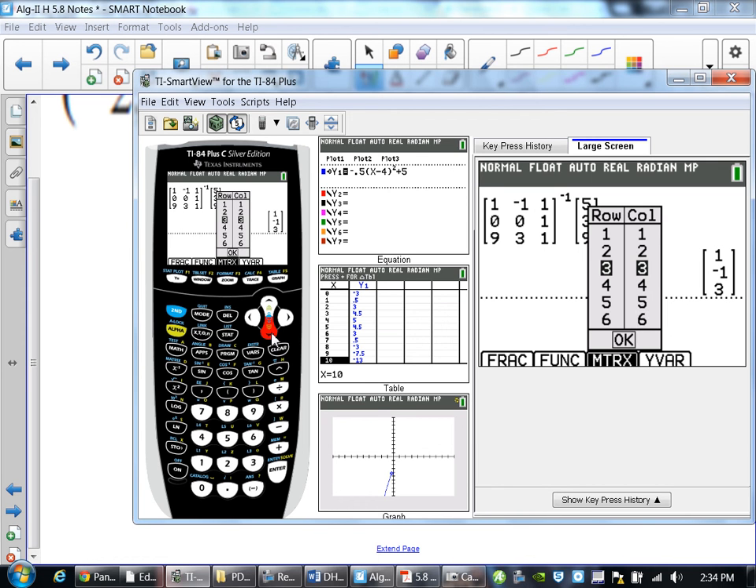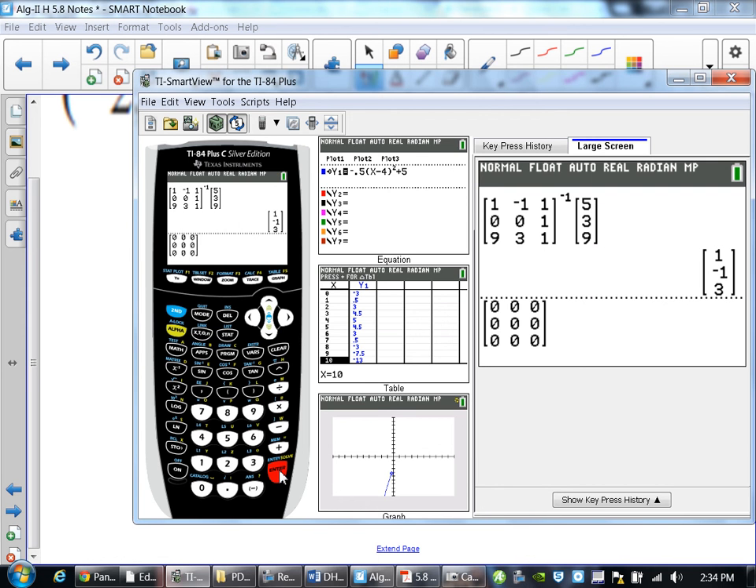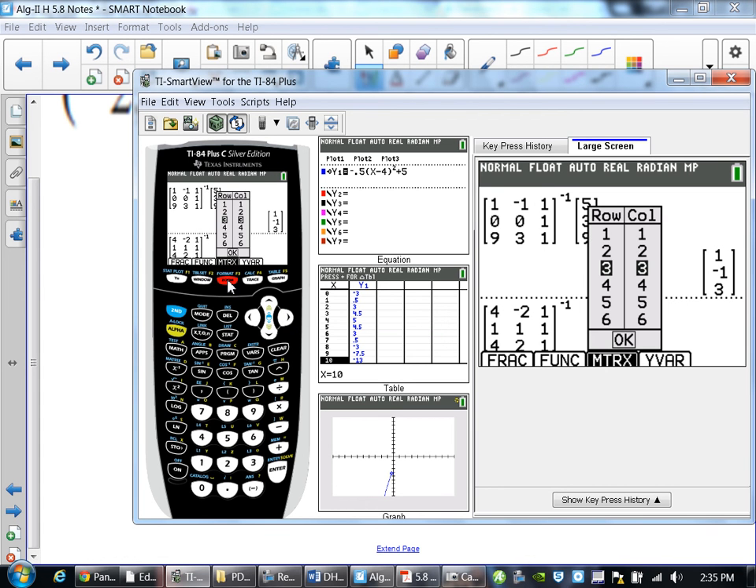Now you just put them in the calculator. Coefficients, let's see here. What were they? 4, 2, 1. 4, negative 2, 1. The next one was all ones, wasn't it? Yeah, all ones. Last one was 4, positive 2, and 1. Hit the inverse button. Another matrix, 3 by 1.